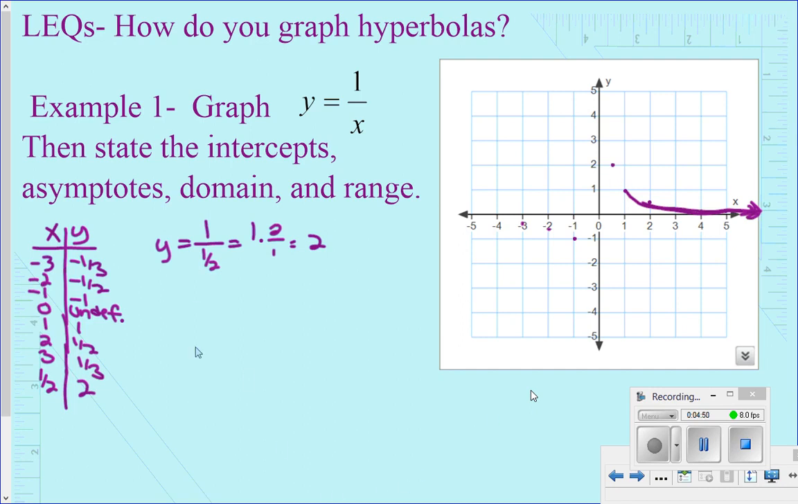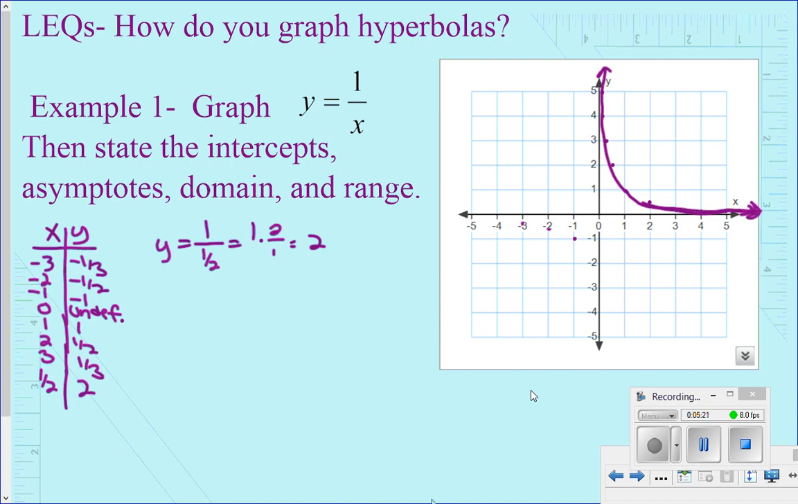Same idea, if I put in 1/3, I'd be getting 3. And if I put in 1/4, I'd be getting 4. 1/5, I'd be getting 5. So once again, just like what happened on the right-hand side here, as I get closer and closer to an x value of 0, the y values are getting higher and higher. So it's approaching but not touching the y-axis as well.